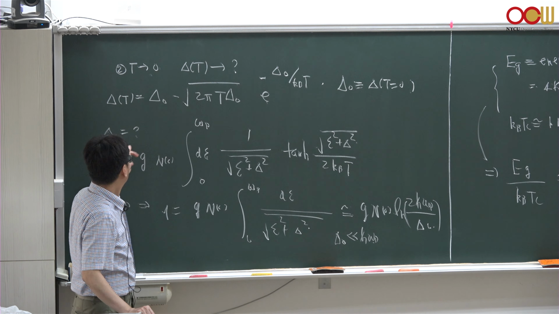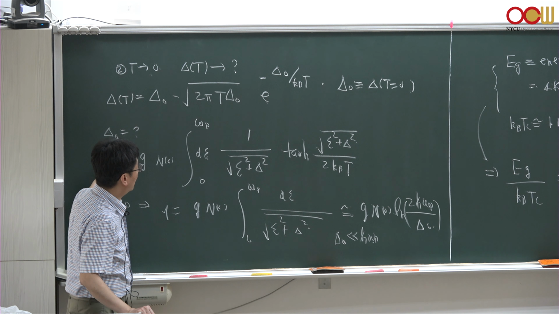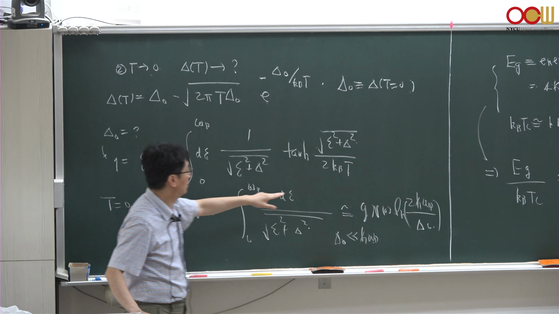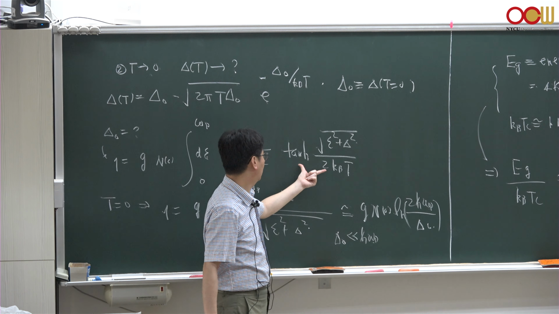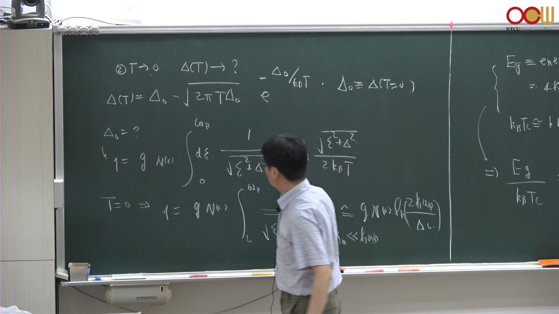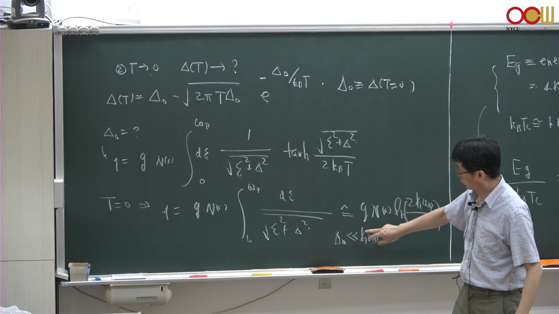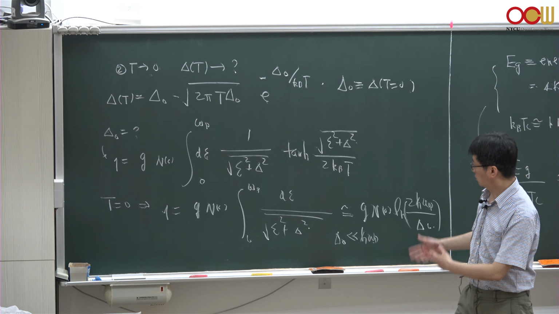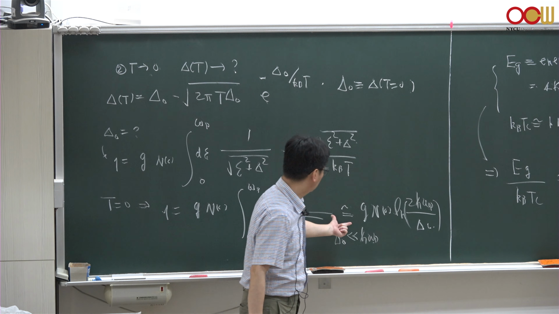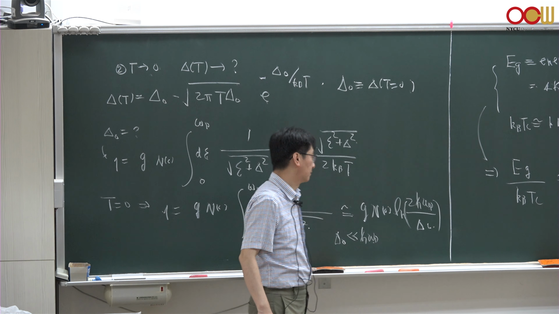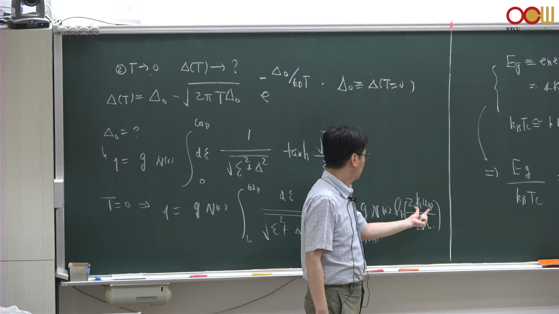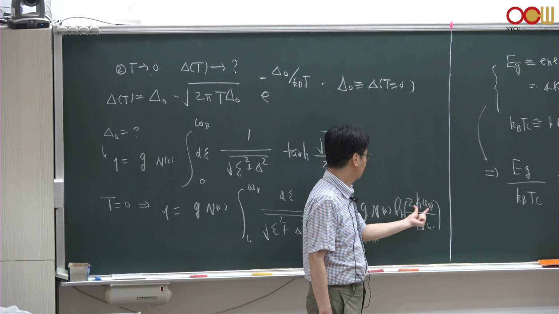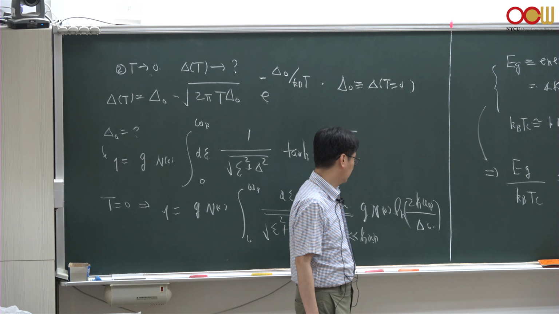But what about delta 0? Delta 0 is the gap at 0 temperature, and when temperature is really 0, the hyperbolic tangent function becomes 1, so you could very easily evaluate the zero temperature limit of the gap equation like this, and this integral is very easily solved, and you get a log function. Inside the log, you get the phonon Debye energy divided by delta 0.